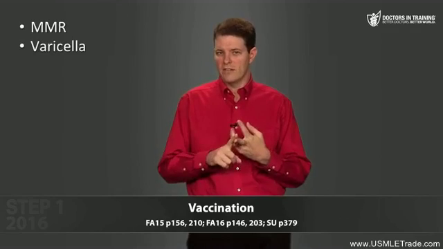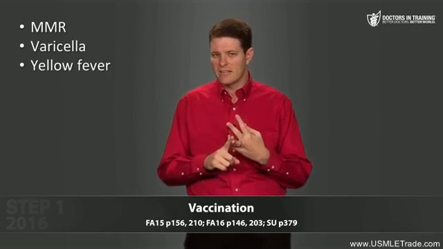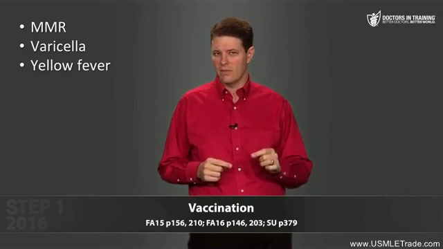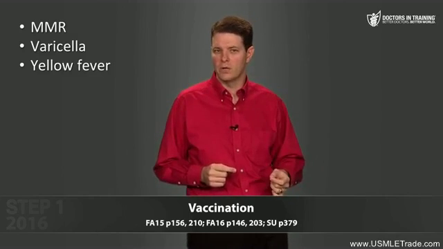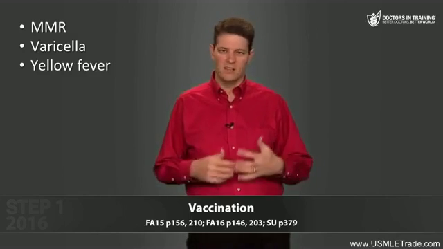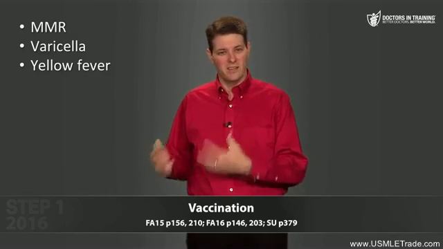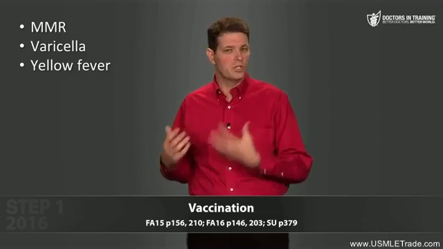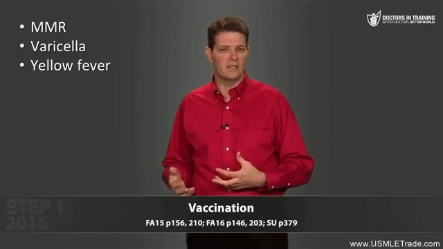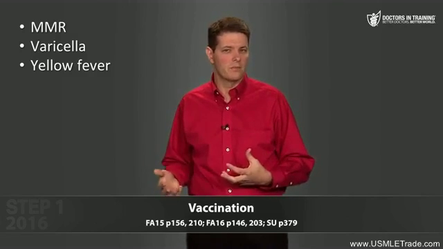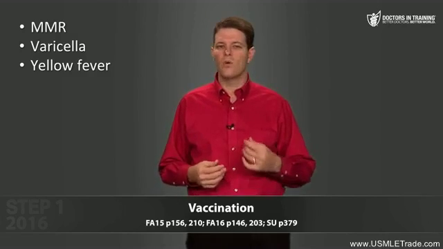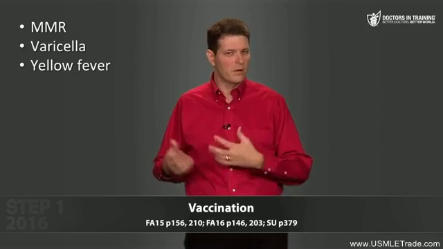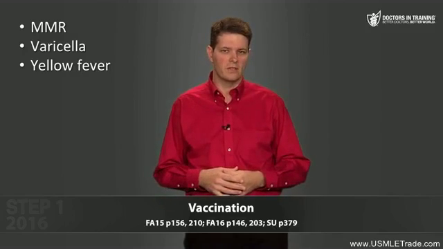But there are a couple of exceptions to this rule. MMR and the varicella vaccine and the yellow fever vaccine can be given to HIV patients as long as that HIV patient has a CD4 count above 200. So the way you can think about it is just because this patient has HIV doesn't actually mean that they're immunocompromised yet. So if the CD4 count is above 200, you go ahead and give those vaccines because the benefits outweigh the risks. Measles, for instance, causes about a 40% mortality rate in HIV patients. So as long as the CD4 count is above 200, go ahead and give those live vaccines.